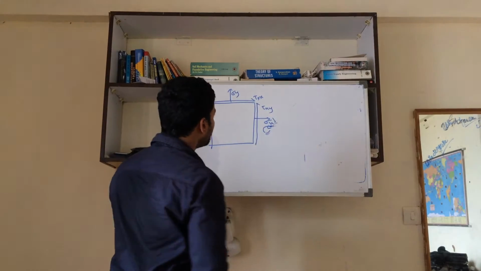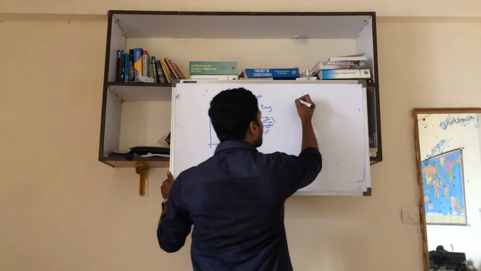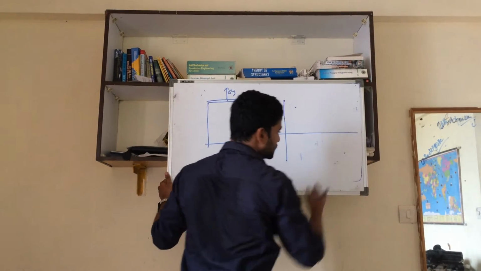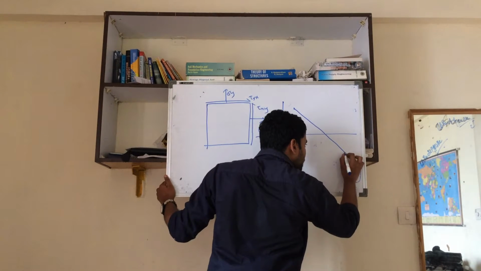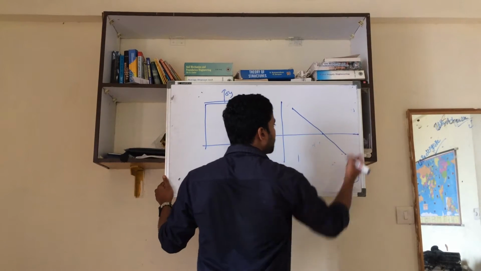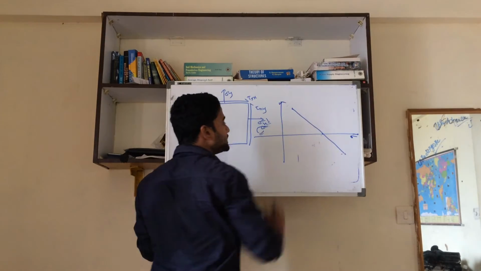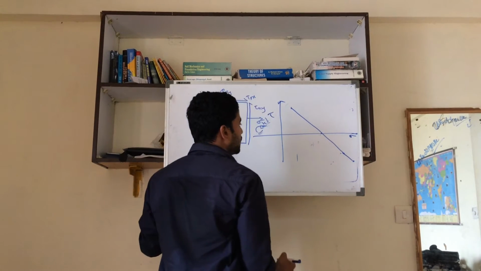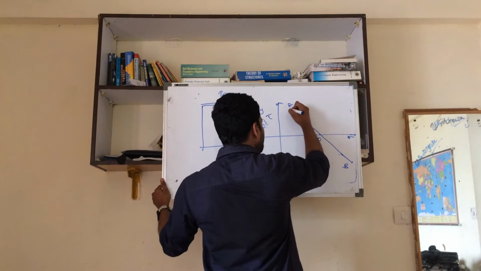So once you get these values, sigma x and tau xy, sigma y and tau yx, plot those 2 points first of all. Once you plot those 2 points and join them by a line, the point where the line cuts the sigma axis will be the center of the circle. With O as center and OA or OB as radius, draw a circle.